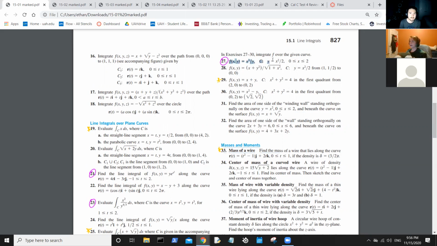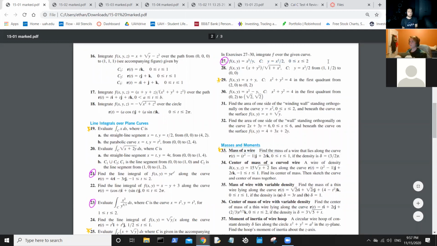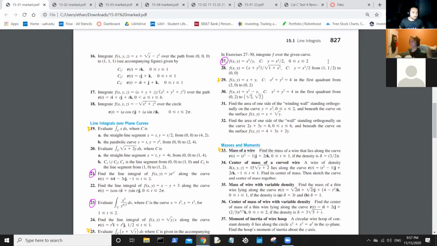But 27 is definitely the most involved. I just do the square root of the derivatives squared in my head, and then write it out. I don't do the magnitude in my head.